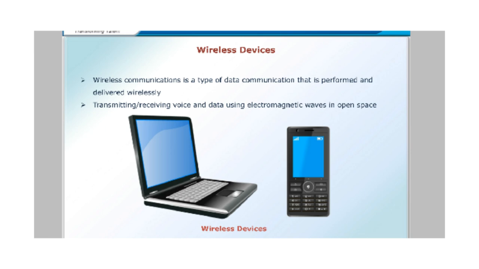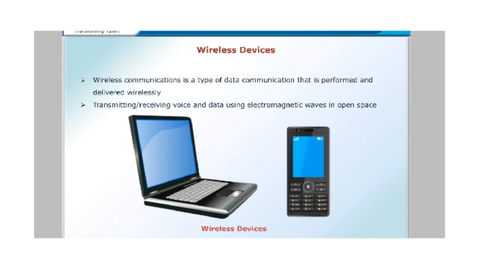Let us come to the next topic, wireless devices. Wireless devices are mobile phones and computers. Wireless means we are not connecting any wire to the mobile or the computer. Only for the purpose of charging do we connect the charger, but it does not work based on a wire. It is a wireless device.